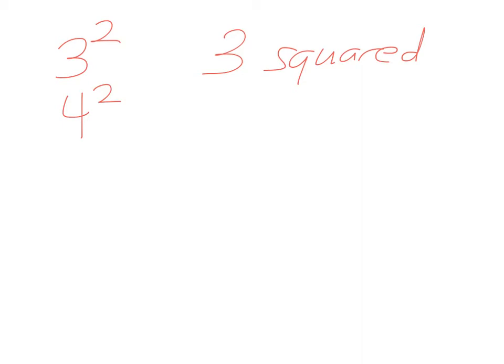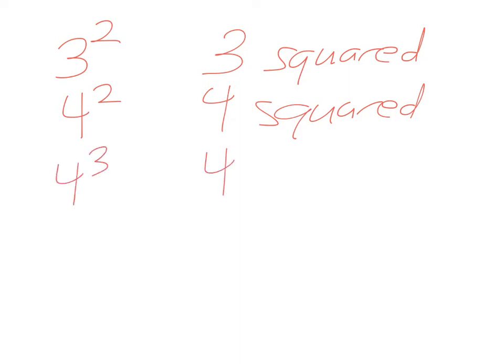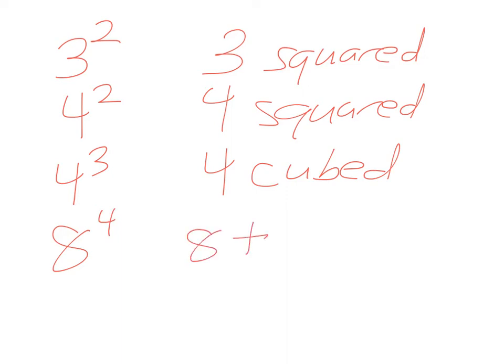Okay, no, it is 4 squared. 4 squared, and we know 4 squared is equal to 16. If I have 4 to the 3rd power, that's actually 4 cubed. But if I go 8 to the 4th, that is really just 8 to the 4th power. We don't have any special names for anything over 2 or 3.